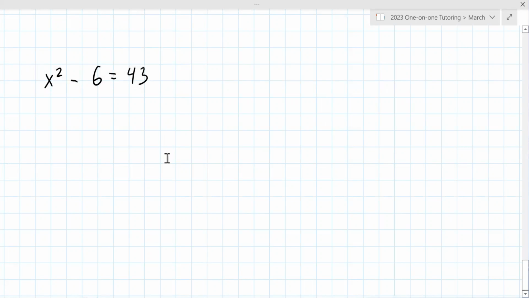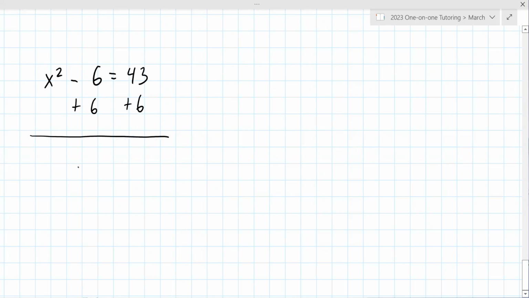All right, so what do we do? What do we do to undo this subtraction by 6? Do we divide it? What is the math operation? Subtraction. Did we add the 6? Yes, exactly.